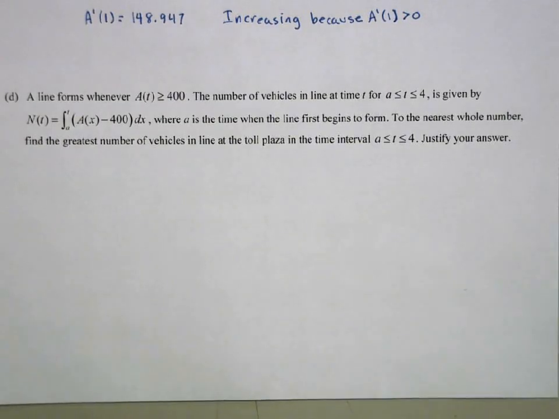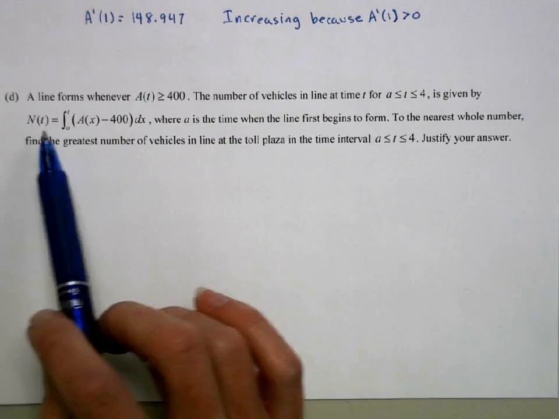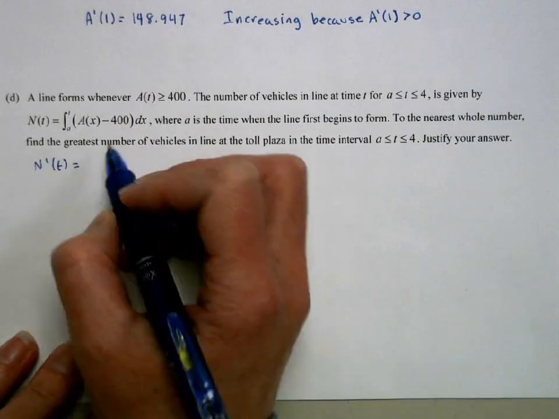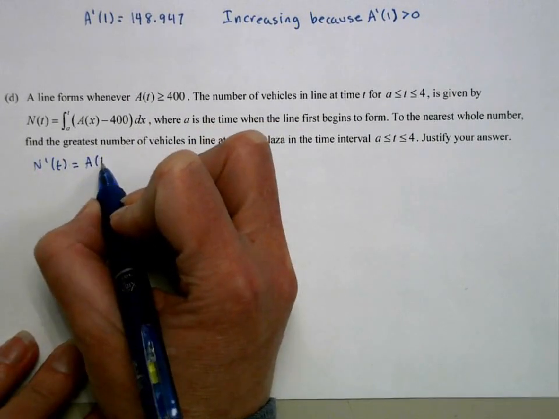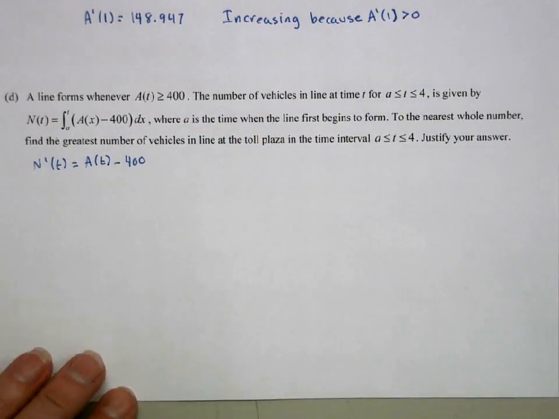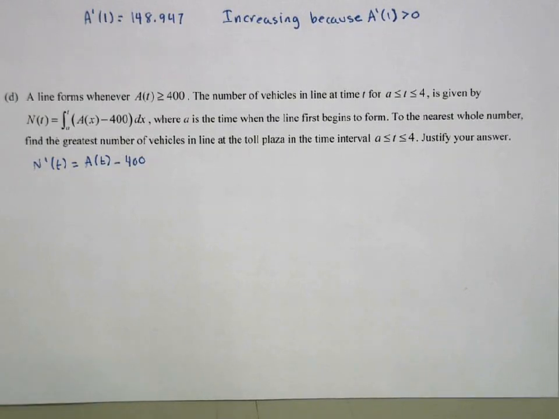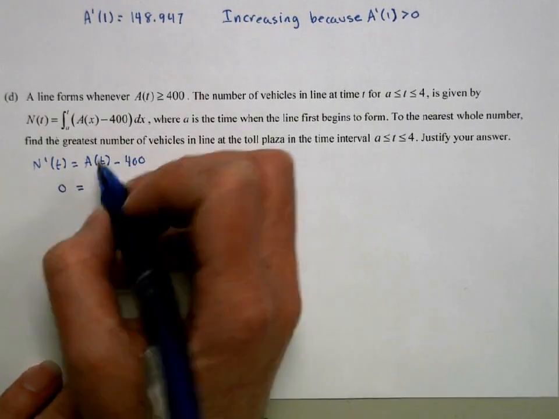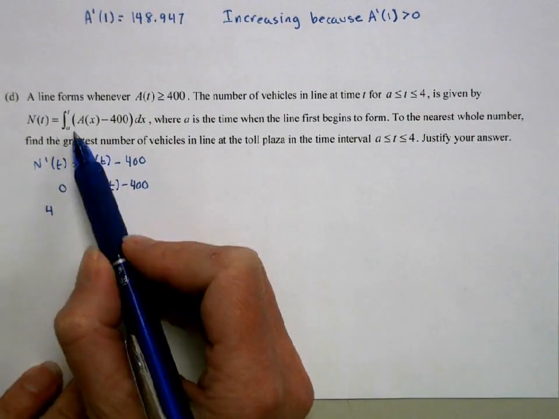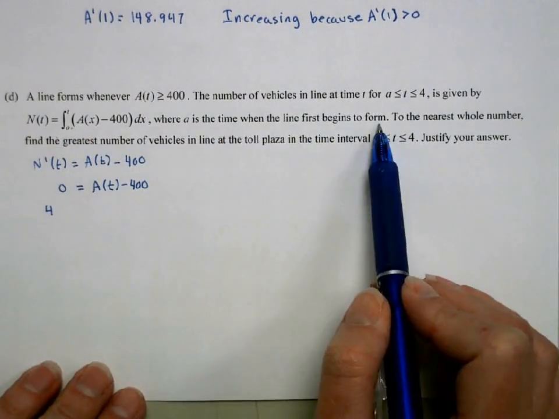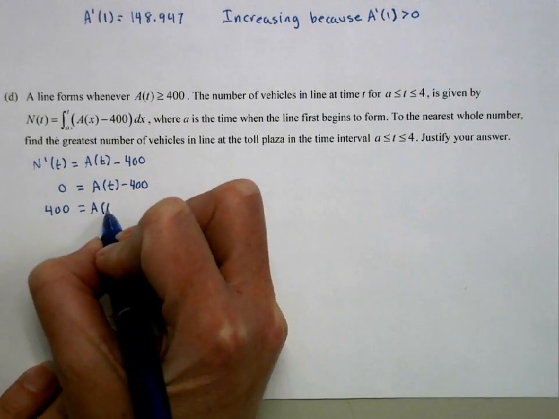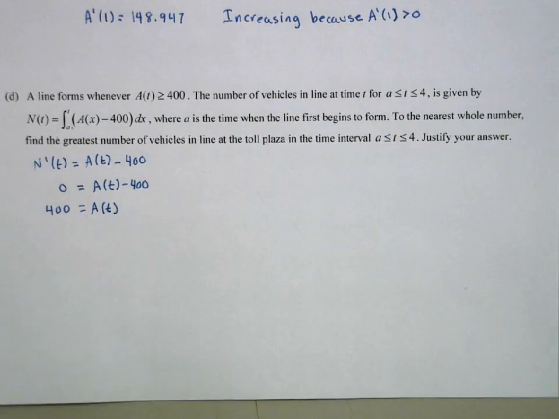Okay, so the first thing I'm going to do is take this derivative. It's actually going to serve two purposes in this case. Because if I take this derivative, we get A of t minus 400, because the derivative and the integral are opposite operations, so they cancel each other out. So we want to know when this equals 0 for really two different reasons. One, because I need to find this value of a, which is the first time that the line begins to form, which happens when our A function is equal to 400. And then it also covers our bases on our critical points.